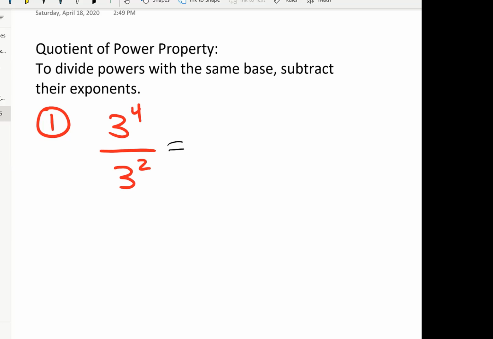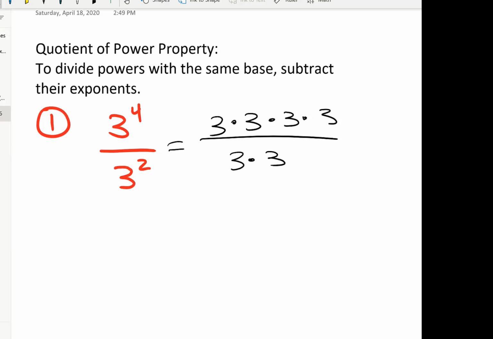Okay, why don't we do this? What's the first step you should do? 3 times 3 times 3 times 3. So 3 times 3 times 3 times 3. On top you have 4 3s, right? Because that's how you represent 3 to the 4th. And on the bottom you have 2 3s, right?